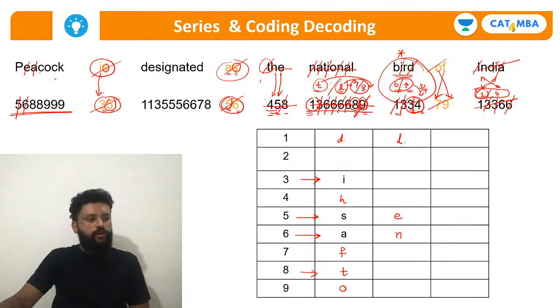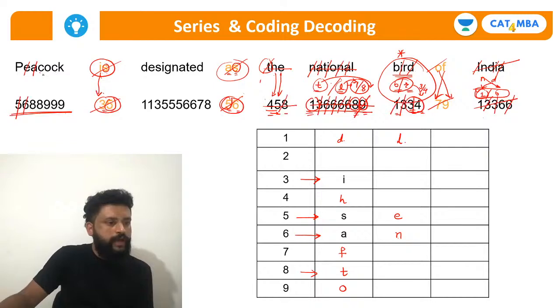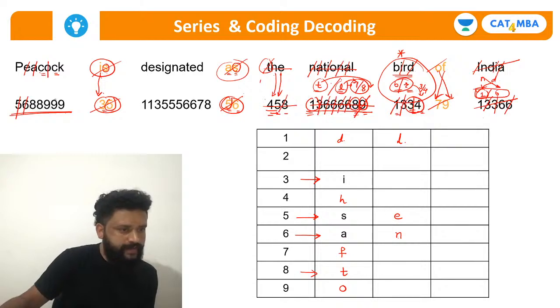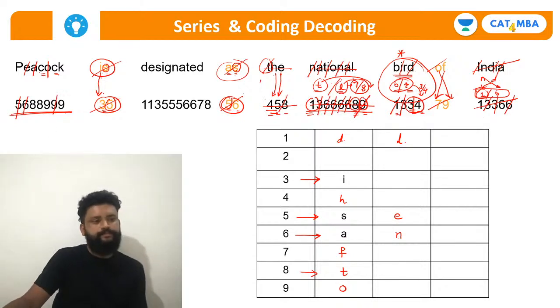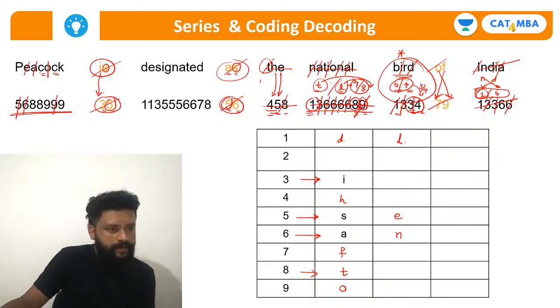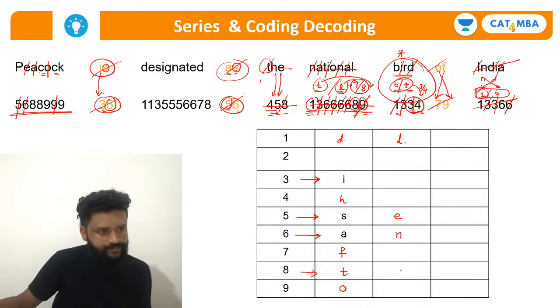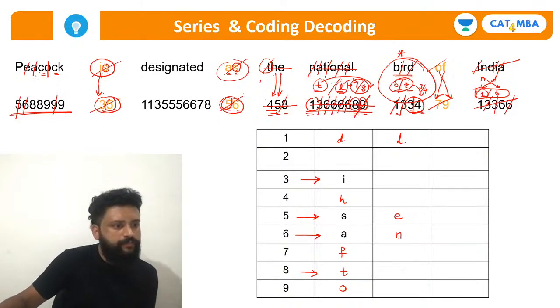Then for Peacock, we have two C's, one O. So one O is definitely 9. And for C, we can have two 8s. But if you take C here, we are left with 2 letters.